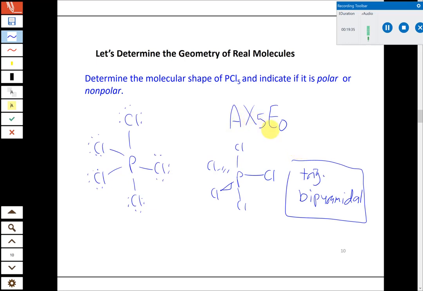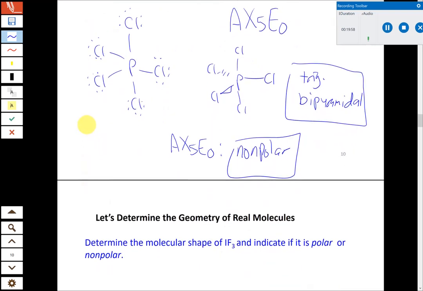But then if we want to know if it's polar or nonpolar, this is one of those situations where we have 5 identical outer atoms, no lone pairs on the central atom. And so because it's AX5E0, that also tells us that this will be a nonpolar molecule as long as all the outer atoms X are the same, which they are. They're all chlorines in this molecule. All right, so those are the classic example of a nonpolar molecule. When you have no lone pairs on the central atom, that's typically going to be the case.